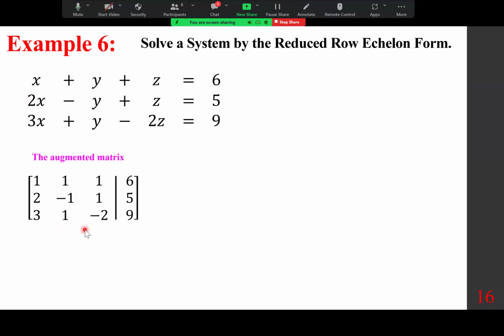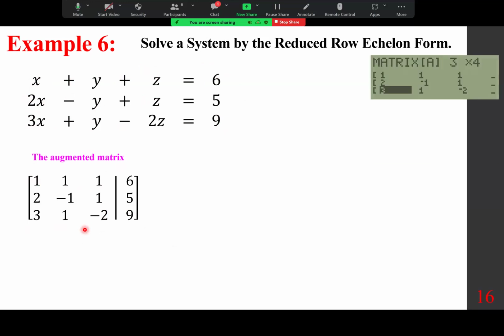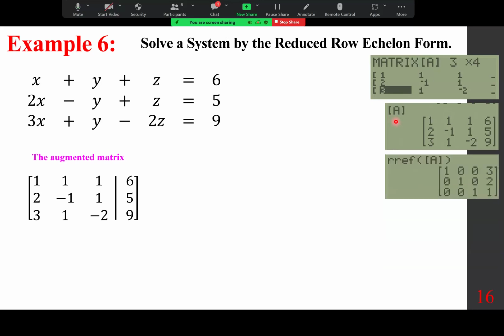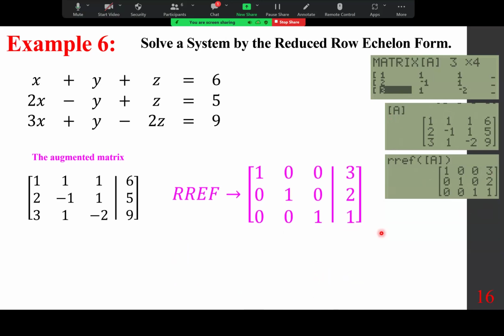And I don't expect you, after you do a couple of examples, to do more by hand. You can put it into a calculator. First, matrix A has to be 3 by 4. You put the information. Then here's a matrix A, the augmented matrix. You do RREF, and it gives you this matrix, meaning what? This last column is the solution. X is 3, Y is 2, Z is 1. It's very straightforward, class.